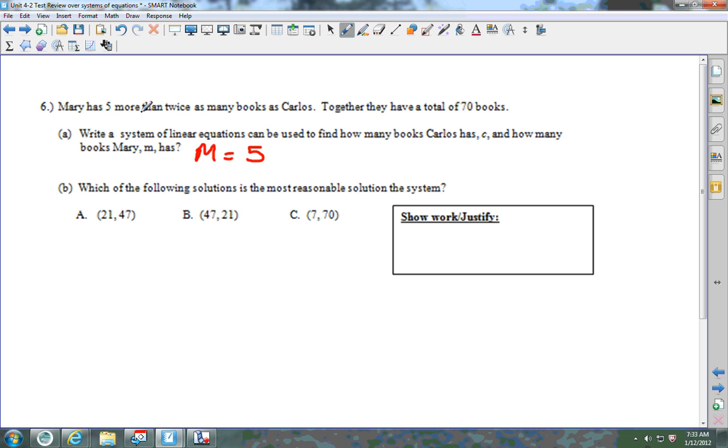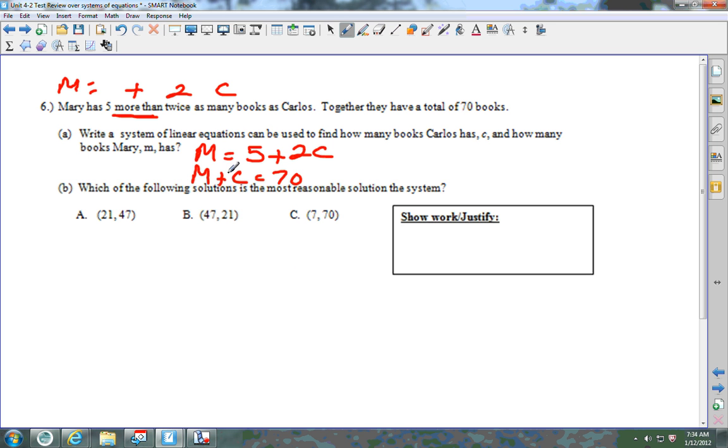5. Remember, more than means addition. 5 more than twice as many books. Twice means 2 times as many as Carlos. So I have 2C. The next equation says together they have a total of 70 books. That means that Mary plus Carlos equals 70. From here, they want you to solve it.